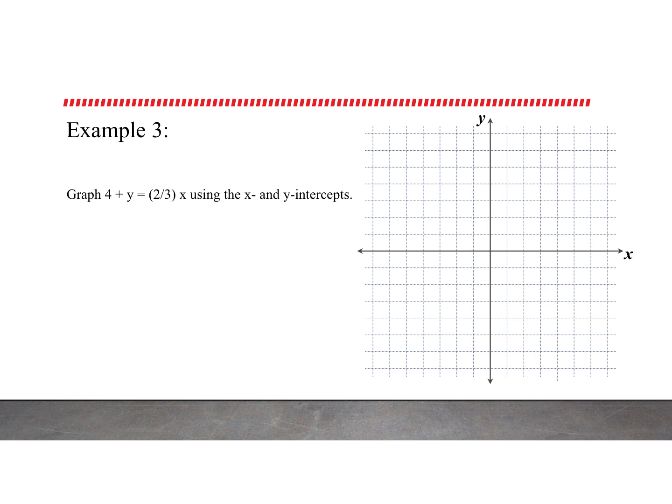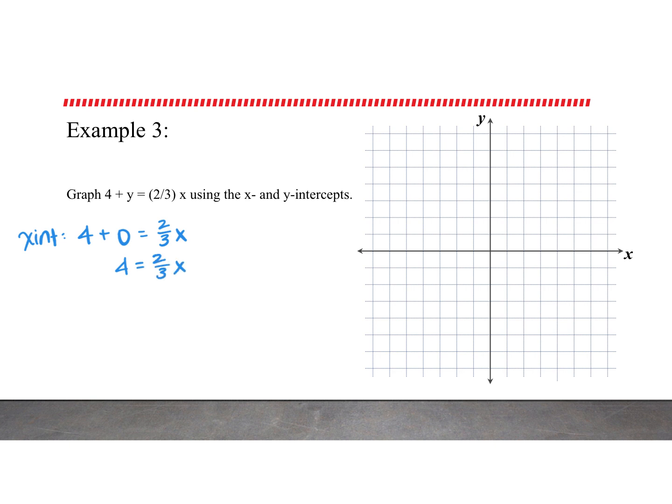So let's try that here with example 3. We have 4 plus y equals 2/3 x. It's not in a format that we probably have typically seen. We can rearrange it, but we don't have to. So we're going to start by finding your x-intercept, which means we're going to plug in 0 where the y is. So if we plug in 0 where the y goes, we have 4 equals 2/3 x.